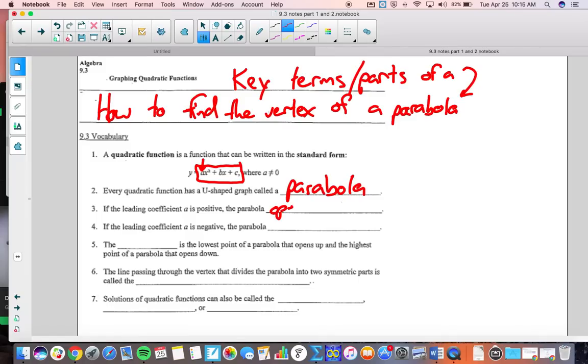The parabola opens up. What that looks like is essentially a U shape. If the leading coefficient is negative, the parabola opens down.